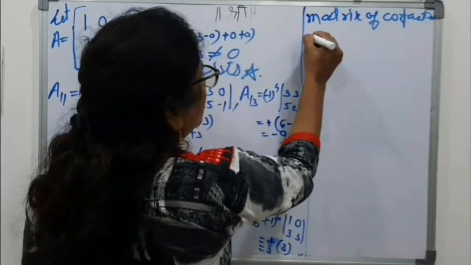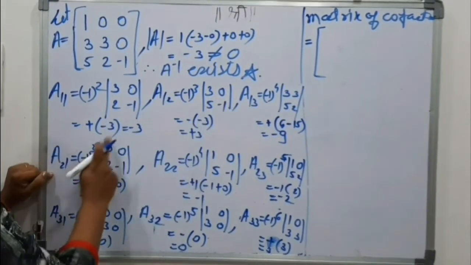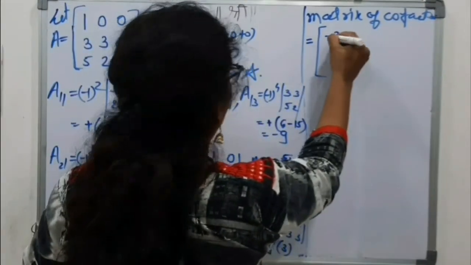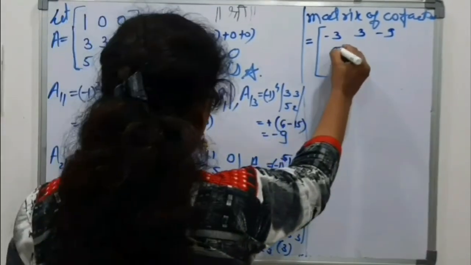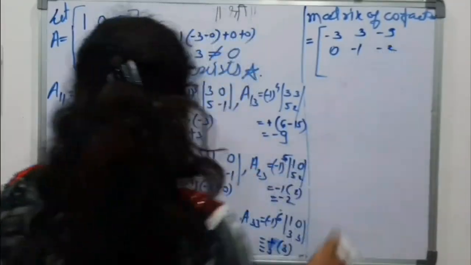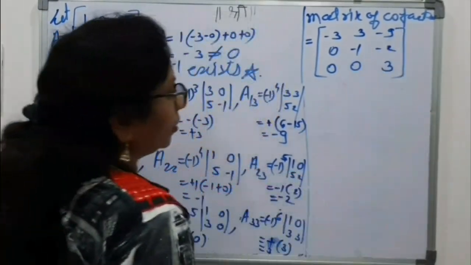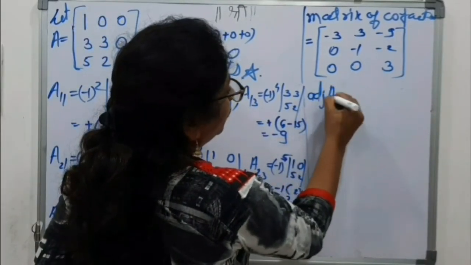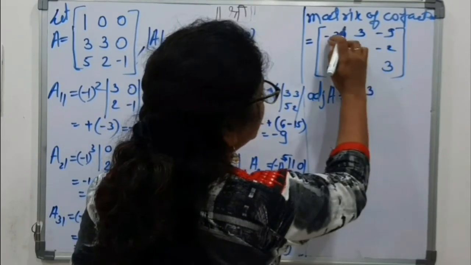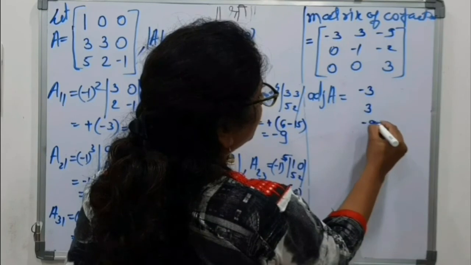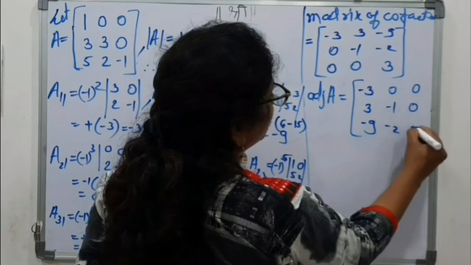Now we will not write a11, a12, a13. We will directly put the values. That is -3, 3, -9, then 0, -1, -2, then 0, 0, 3. Now adjoint. Adjoint of A is transpose of this matrix. This row becomes first column. Minus 3, 0, 0; 3, -1, 0; -9, -2, 3.